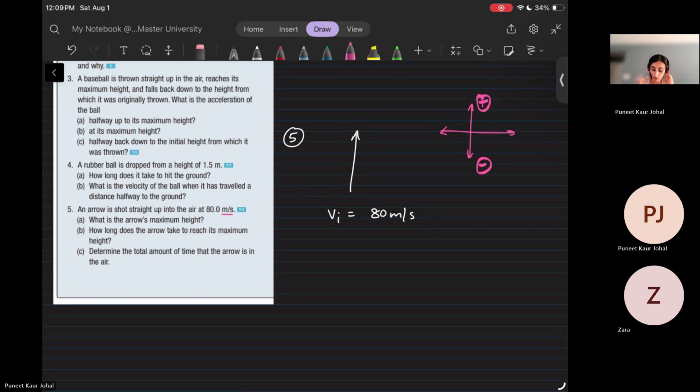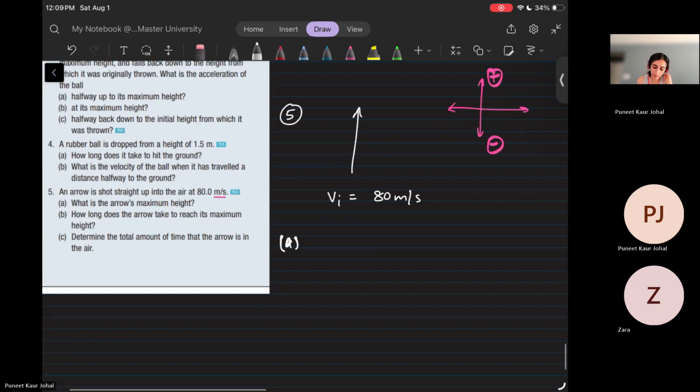So that's all the information that we have. Isn't that very interesting? We only know the initial velocity, and they're asking us to find everything else. So let's see how that works. The first part they're asking us to find is the maximum height. Now you know something about maximum height. What happens at the maximum height? It stops there and comes down, right? But when it stops at that maximum height, what is the velocity at max height?